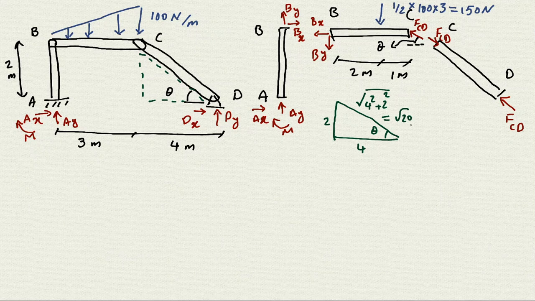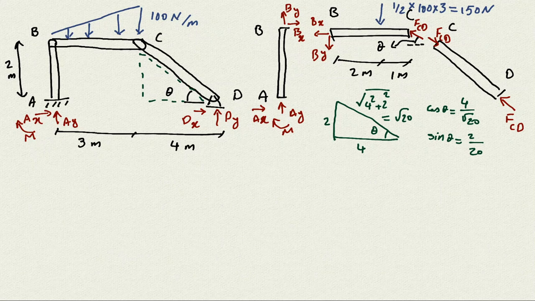20. So the theta, if I want to write that, I know that the cosine theta is this side, 4 divided by square root of 20, and the sine theta is this side, 2 divided by square root of 20. So now we have all the information we need, and we can go ahead and start to do the calculation.